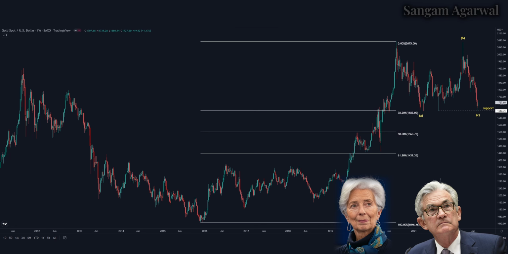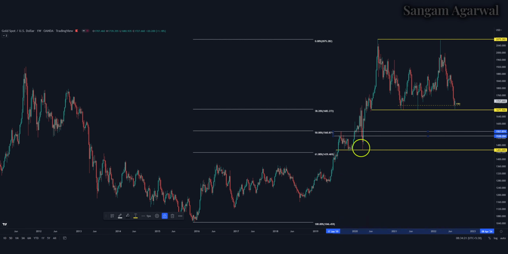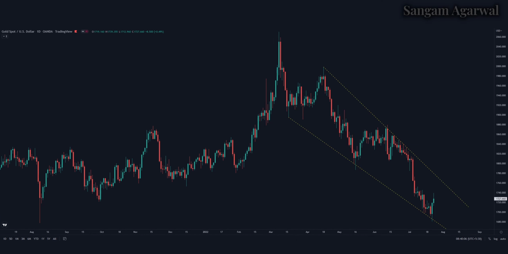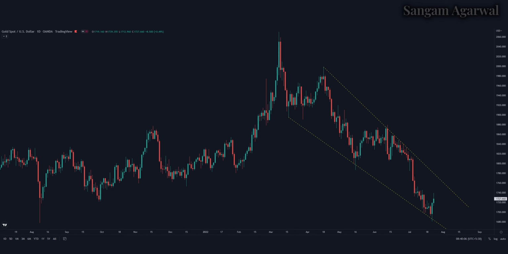And if you draw all the support and resistance on this time frame, then below 1677 our first support will be the 1560 area, then next 1453, which will be our last support. And if we go to the daily time frame, then we have this falling wedge chart pattern, which is ending near the weekly horizontal support 1680.